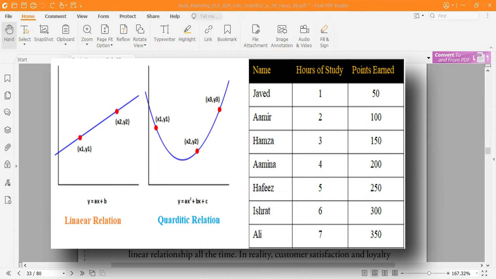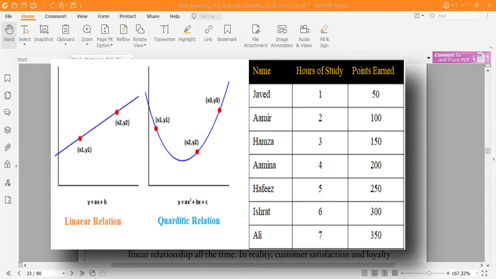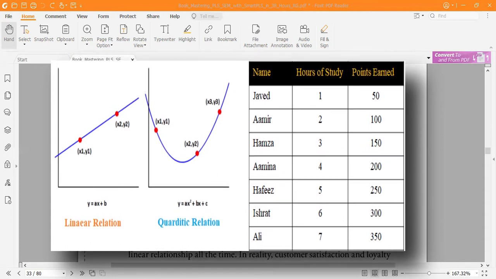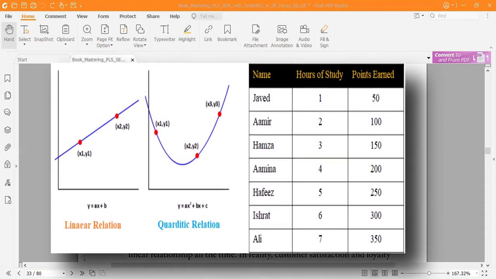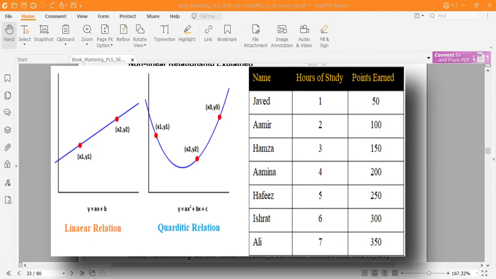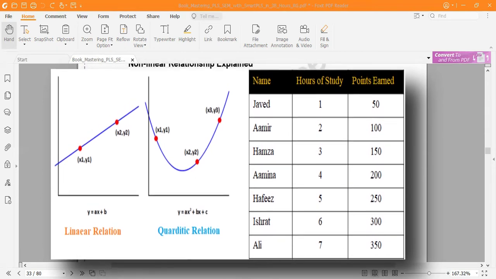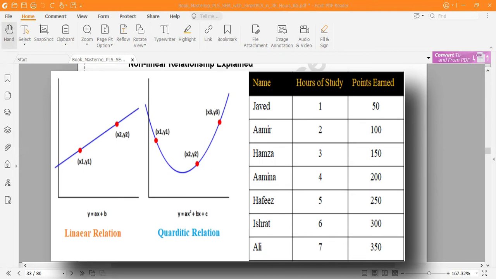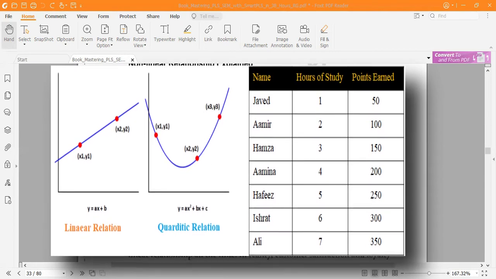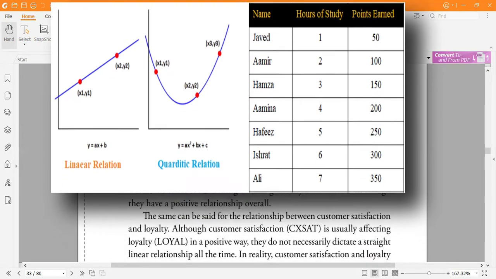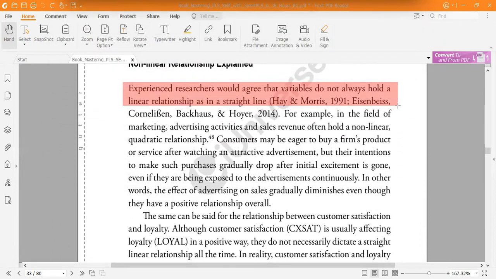That means that when x is increasing equivalently at the same level, your y is also increasing. So this is called the linear relationship, and that's why you see one straight line here. Okay, so now this is the concept of the linear relationship. But it's not possible all the time. You may not always get a linear relationship. Sometimes we have to work on the non-linear relationship.